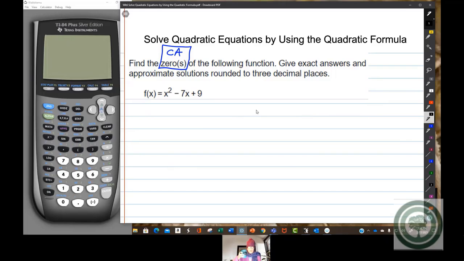Okay, so here's the quadratic formula, and it's kind of a rule that math teachers need to sing it to you, so I am going to sing it to you, even though I do not have a great singing voice.